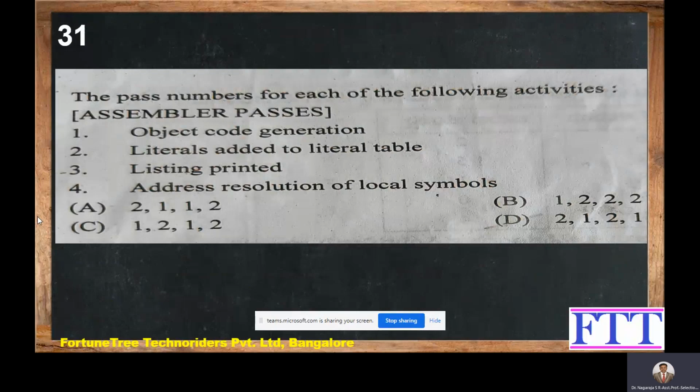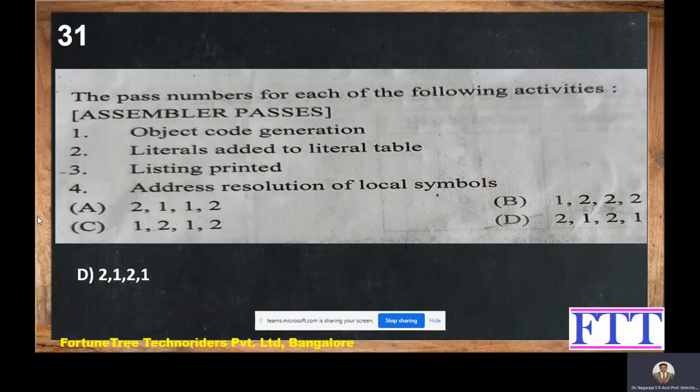So here option A, 2 comma 1 comma 1 comma 2. Option B, 1 comma 2 comma 2 comma 2. Option C, 1 comma 2 comma 1 comma 2. Option D, 2 comma 1 comma 2 comma 1. So the right answer is option D, 2 comma 1 comma 2 comma 1.